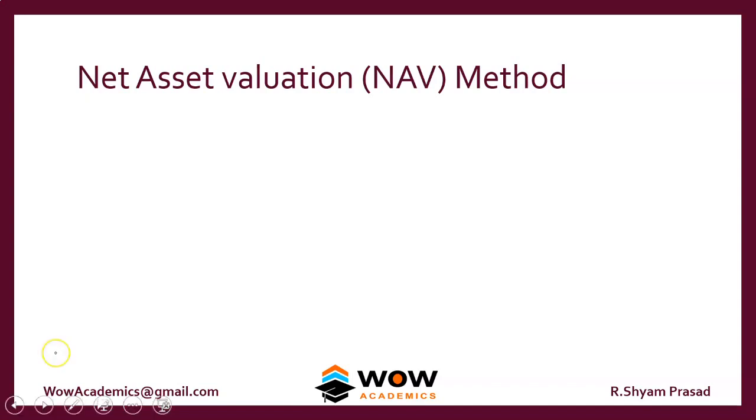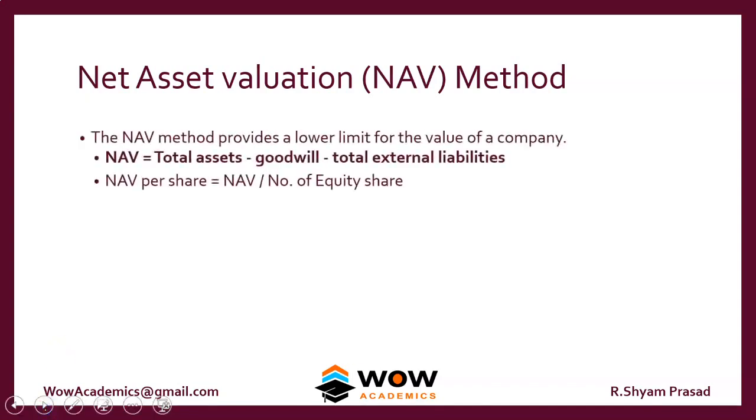So we'll move on to the next method, the net asset valuation method. The net asset method provides a lower limit for a company's value. So when you apply this method, you will get a lower limit of a company, or the minimum worth of a company. So this gives you the minimum worth or minimum value of a company.